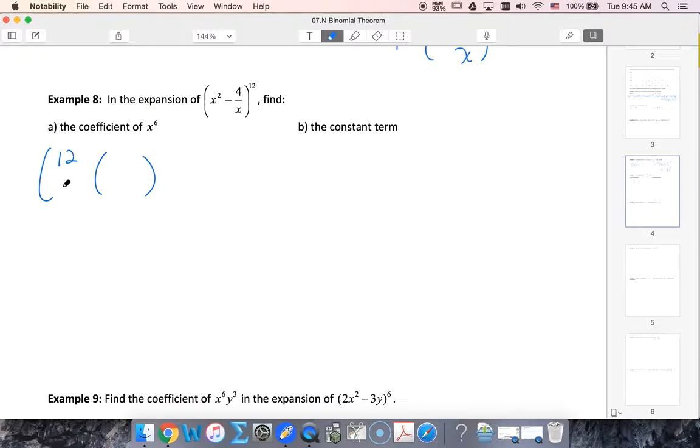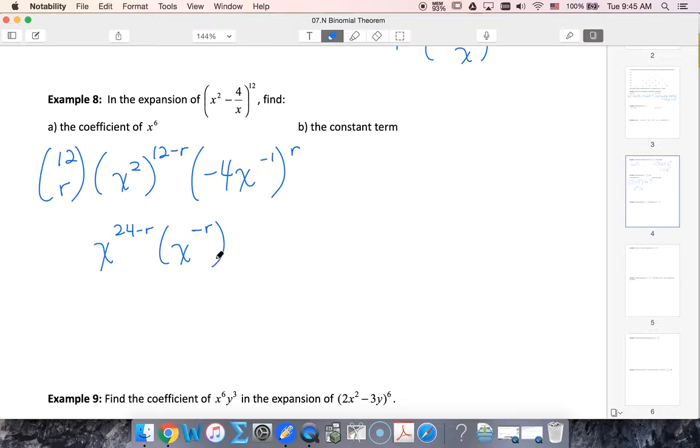So it's going to be 12 choose r, x squared to the 12 minus r times -4, and I'm going to rewrite this as x to the -1 instead of -4 over x. And that's going to be to the r power. So I want the coefficient of x to the 6th. If I look only at my x terms, I'm going to have x to the 24 minus r times x to the -r, and I want that to be equal to x to the 6th.